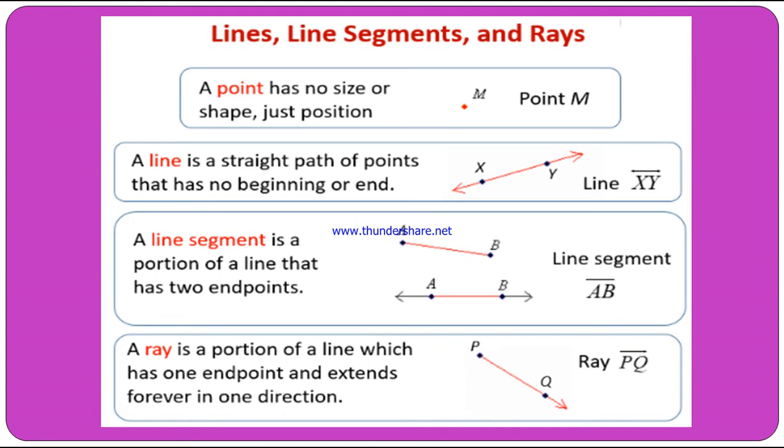A point has no size or shape. A point has no dimension, it just shows the position. A line has no endpoints. A line segment has two endpoints. A ray has only one endpoint.